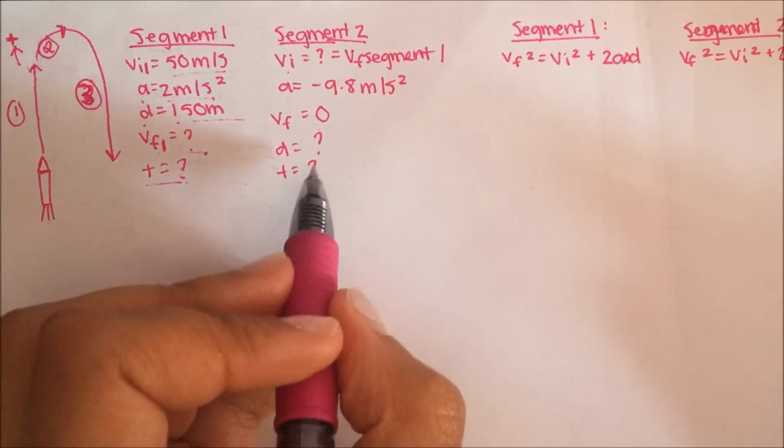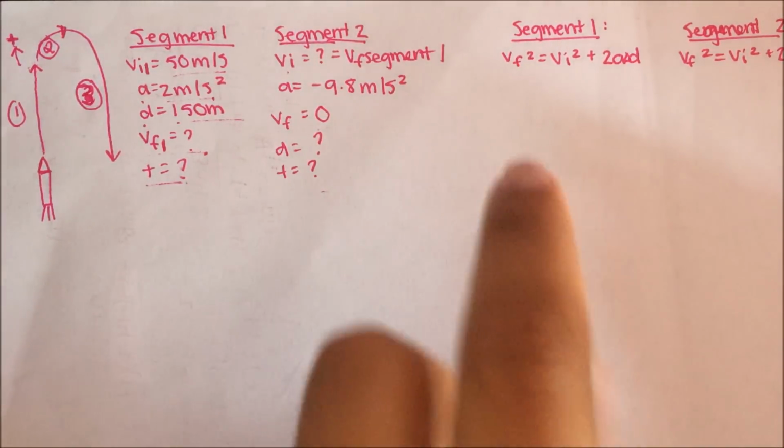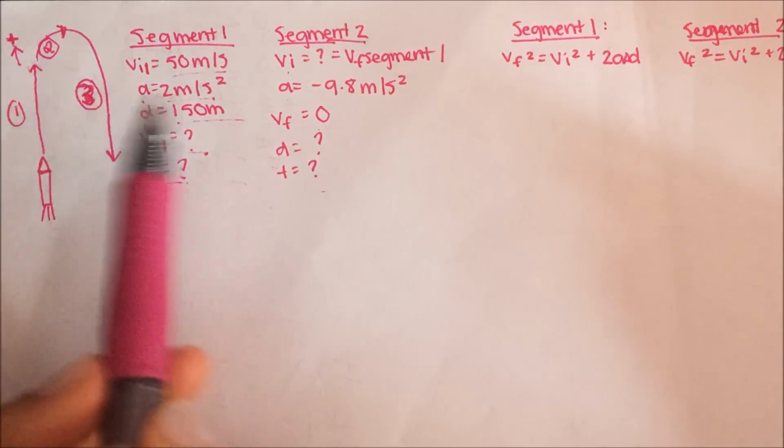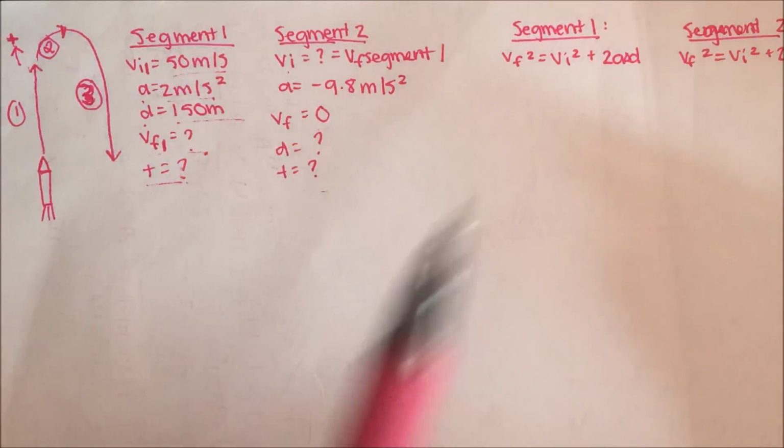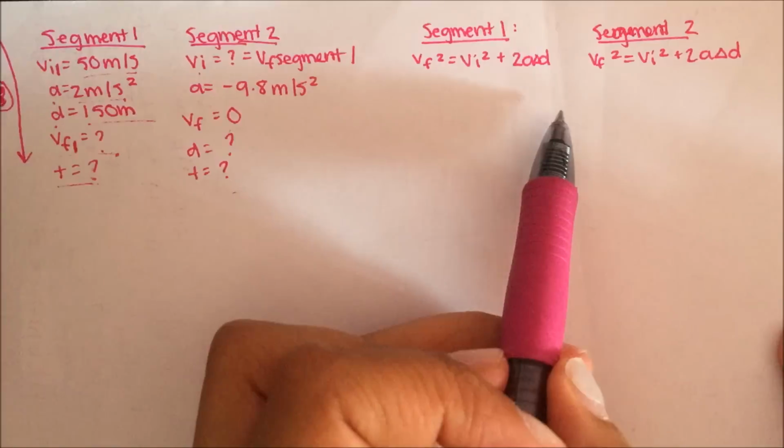It's going to be 0, and we don't know, again, the distance and the time. So the first thing we need to do is figure out the distance, the maximum height. So we have to figure out the distance of segment 1, which we do know, plus the distance of segment 2, which we don't know. But to figure out the distance for segment 2, we're going to have to figure out the final velocity that segment 1 stops at.